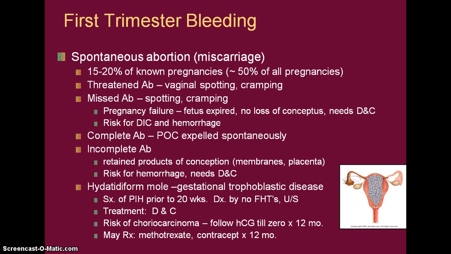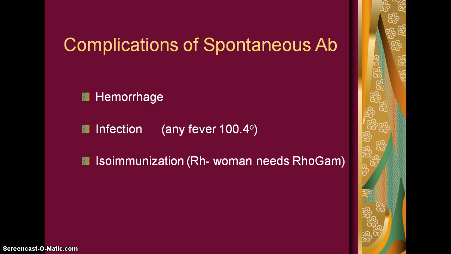There's a risk of cancer following hydatid mole, and so the serum HCG levels are followed by the lab until they go all the way down to 0 for at least 12 months. The treatment may include methotrexate to be sure that all of the cells of this abnormal growth are gone. And contraception is important for at least 12 months, so that's an important place for nursing education for the woman. Complications of spontaneous AB include hemorrhage, infection, and isoimmunization of the Rh-negative woman.